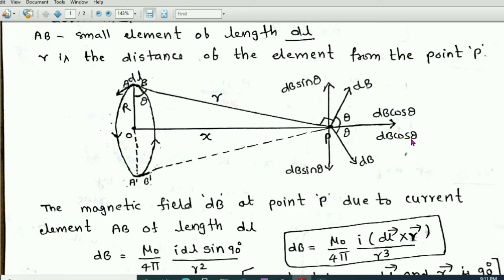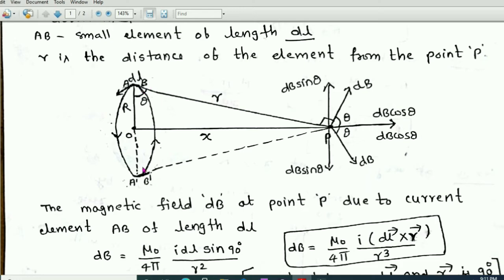Both are in the same direction. But in the vertical direction, if you observe, due to the AB length element, the vertical component is dB sin theta, and it is upward. Due to the A'B' length element, the vertical component of dB is dB sin theta, and it is downward. These both are equal in magnitude but opposite in direction, so these two components get cancelled.